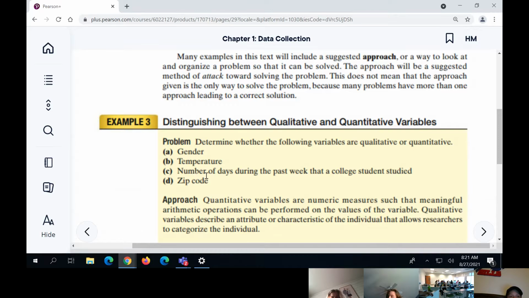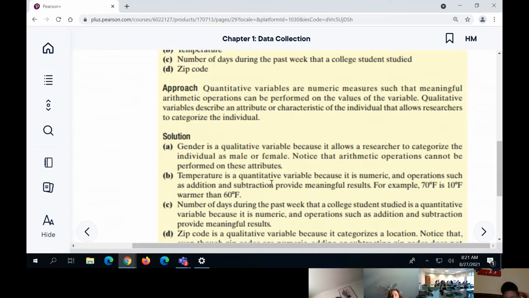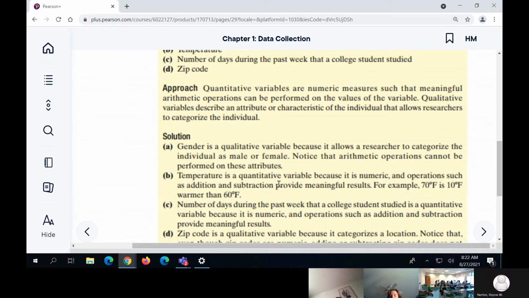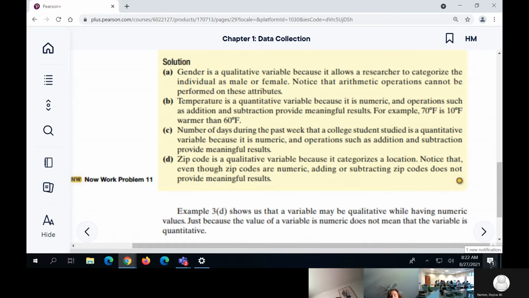There's some examples. Gender, temperature. There's a good example right there. So I'm going to leave that right there. I'm going to leave it right there. So you have 4 good examples of qualitative and quantitative.